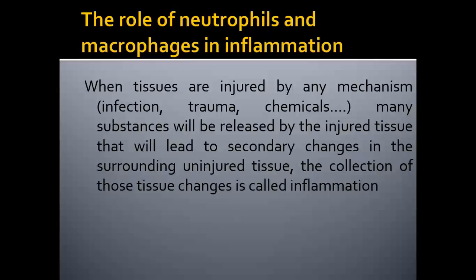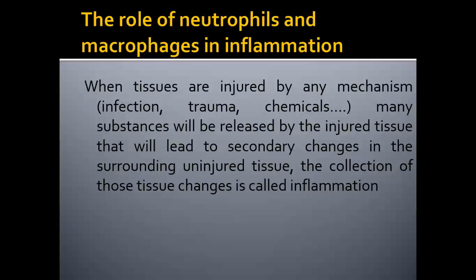When the tissues are injured by any mechanism, whether it's chemical injury, trauma, or infection, I will have inflammation. Right? You remember cell injury and inflammation that you took in unit 3. Injury to the tissue by any mechanism can result in inflammation. Substances are released by the injured tissue, and they will lead to secondary changes on the surrounding and injured tissue, and the collection of all these tissue changes, we call it what? We call it inflammation.